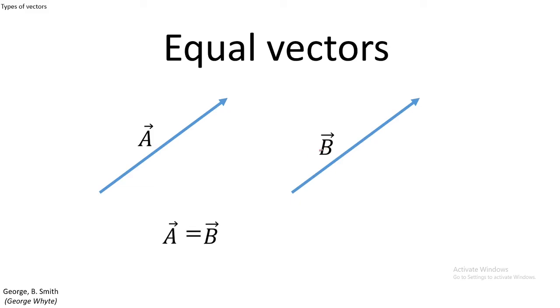So you can see that they may not have the same starting point, but their directions are the same thing and their magnitudes are also the same thing. When we come to the components, you see that for equal vectors, they must have equal components also.